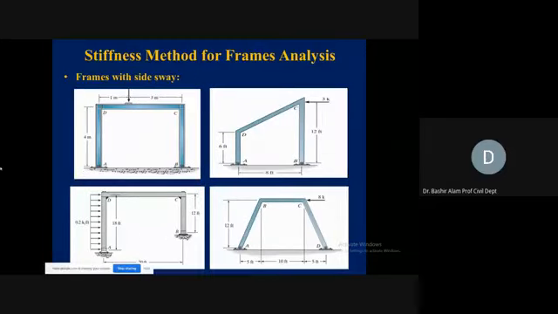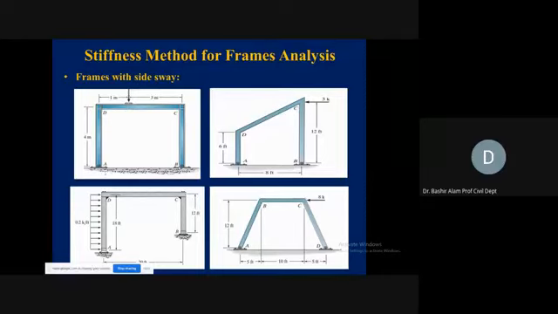Now coming here, these are frames with side sway. The previous slide had frames without side sway, and these are now with side sway. Now this top left one, if you see, at A we have a pin connection, at D a rigid joint, at C a rigid joint, and at B a pin joint. If we look at this point load, it is 1 meter from the left side and 3 meters from joint C. It means the point load is unsymmetrical.